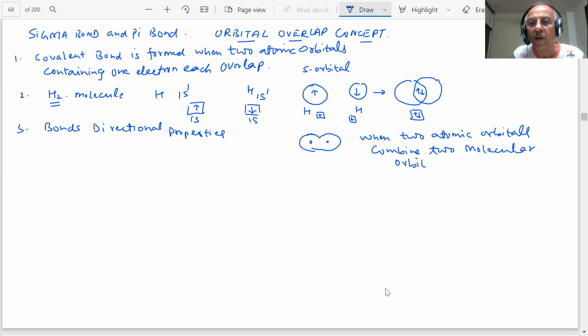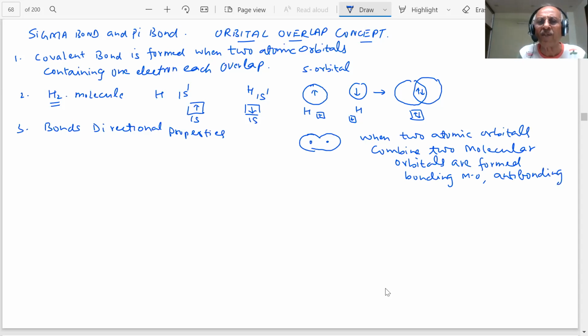Two molecular orbitals are formed. One is called bonding molecular orbital, and the other is called anti-bonding. We will see that in another theory which we call molecular orbital theory. We will explain more about that.